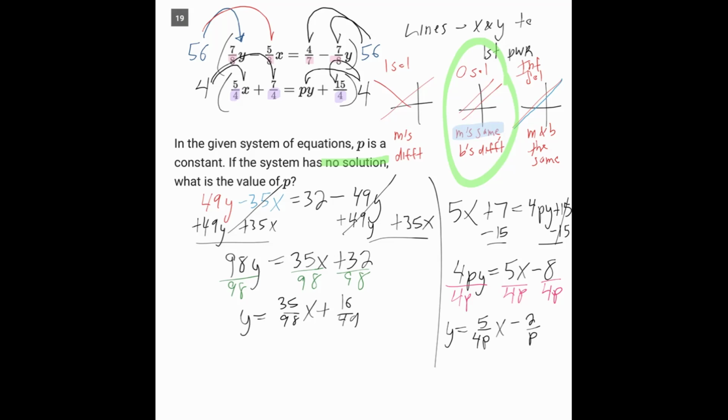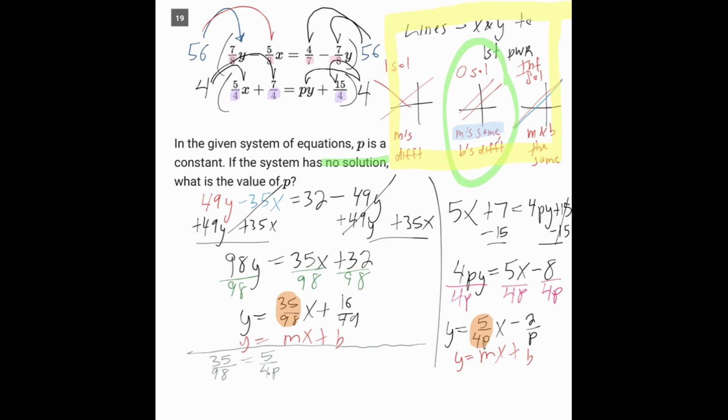So now, taking it back to the beginning, with the 3 different ways 2 lines can interact, if there's no solution, it means that the slopes are the same. And our slopes right now, these are both in y equals mx plus b format. So our m's are 35 over 98 and 5 over 4p. So those, by definition, are equal. And let's go ahead and set them equal. 35 over 98 equals 5 over 4p.